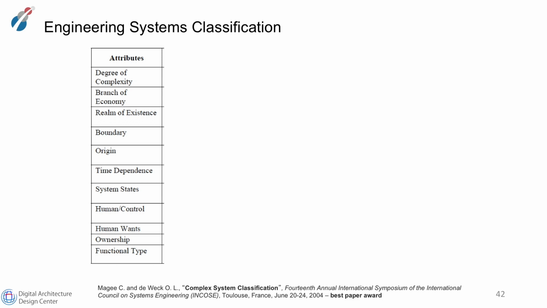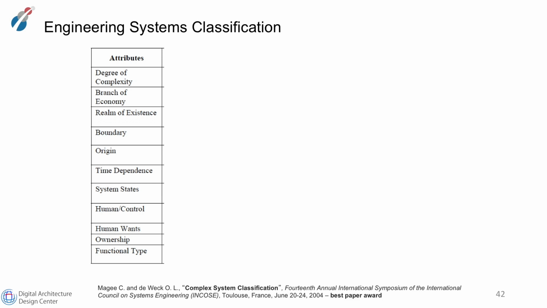So one question that often comes up is, well, how do we classify systems? Is there a taxonomy of systems? And so you see on this chart different attributes that have been used to classify systems. Degree of complexity, which branch of the economy or sector does the system belong to?